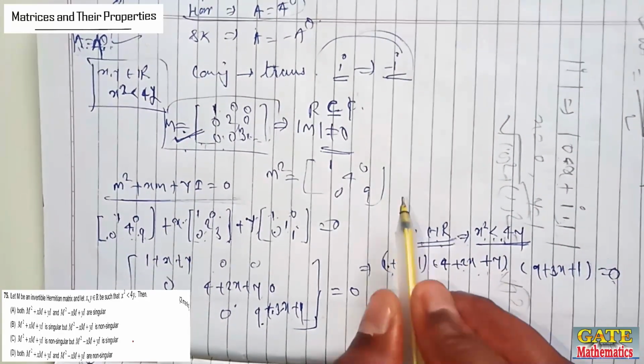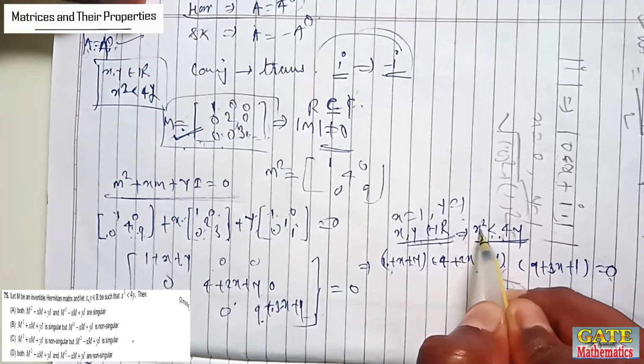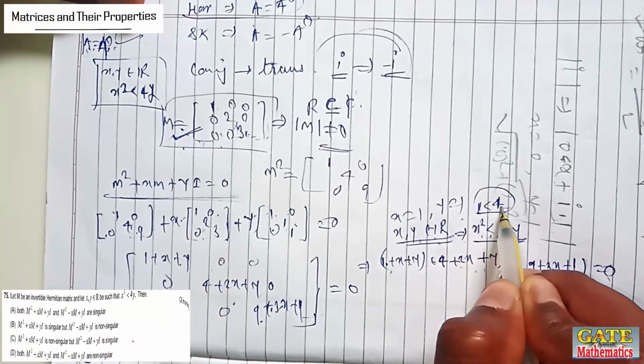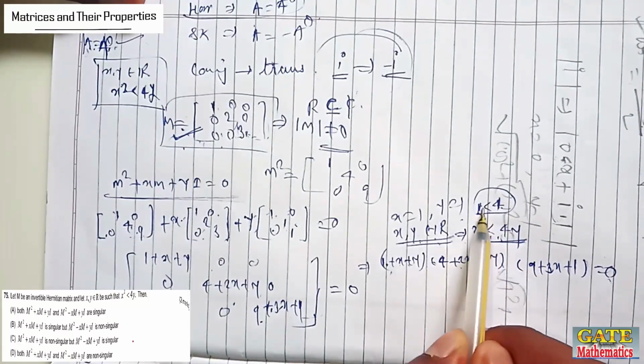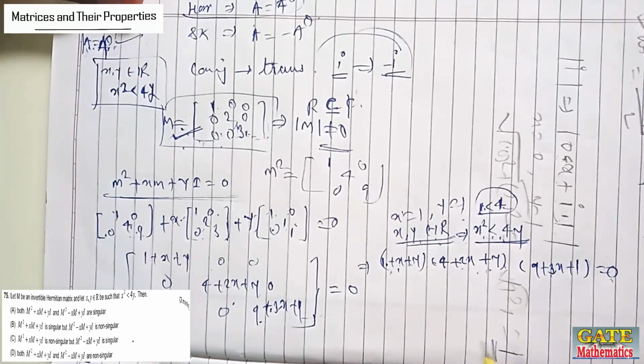Now if I consider x is 1 and y is 1 from the real numbers, can it satisfy the property? 1 square is 1, 4 into 1 is 4, so this one is satisfied. Surely 1 is strictly less than 4. So x is 1, y is 1 is possible. Put x 1, y 1 over here and find out the determinant.